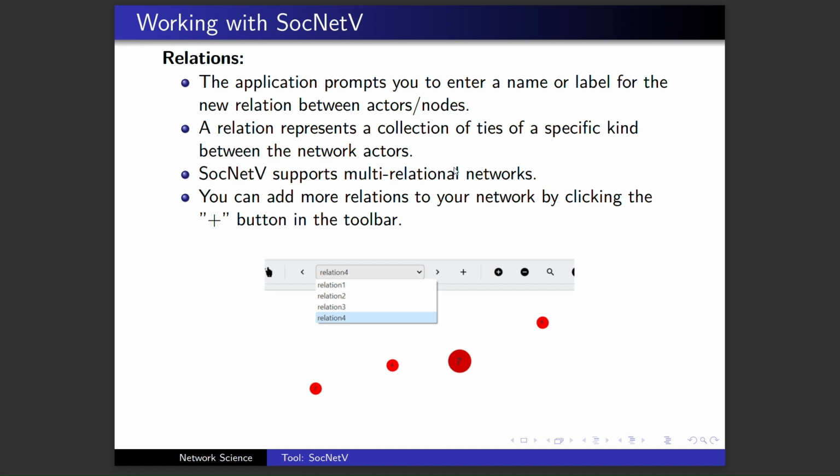Relations. Relations in SocNetV are a useful functionality. Here it tells what the relation is between the nodes present on the canvas. So if the relation between the nodes at present is friendship, then we can add a new relation like co-workers, and then the edges added between them will represent who works with whom. The application prompts you to enter a name or label for the new relation between actors or nodes. A relation represents a collection of ties of a specific kind between the network actors. SocNetV supports multi-relational networks. You can add more relations to your network by clicking the plus button in the toolbar.